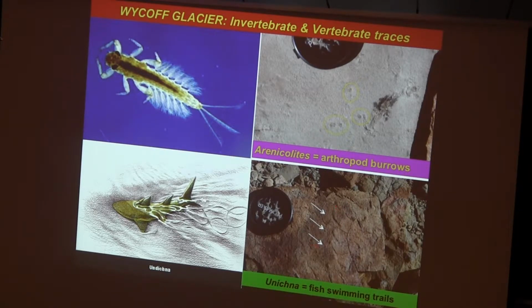There is our Undichna, so our fish trails again. So these are in the Fremont. So we still have our fish. This is the lobe-fin fish, the Sarcopterygians. Maybe it's a coelacanth.